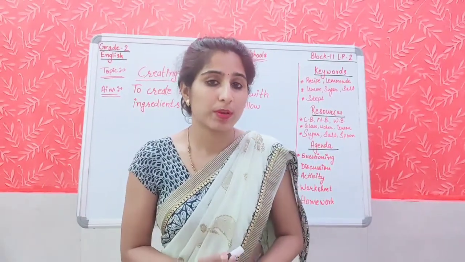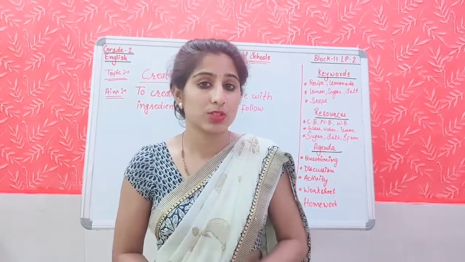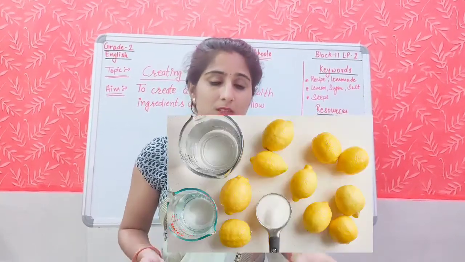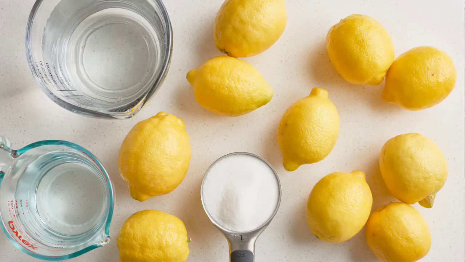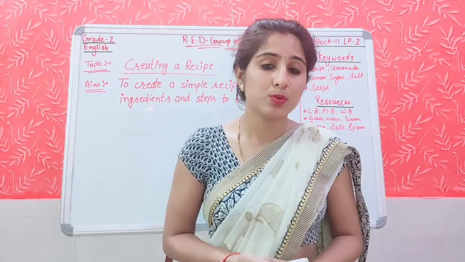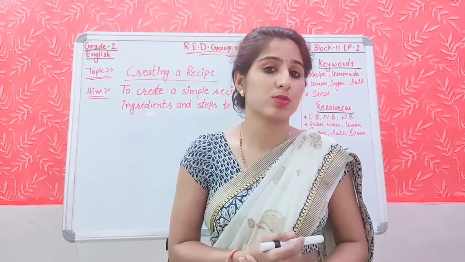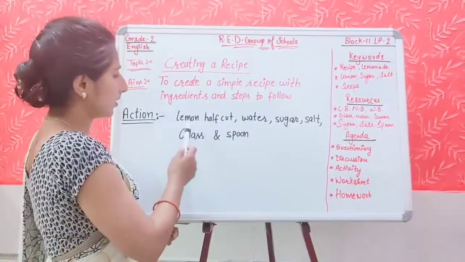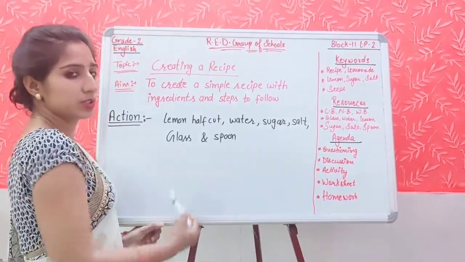Today we are going to prepare lemonade. So which ingredients, which things do you need, as I have given in the resources also. So these are the resources. Look at the screen. These things are sugar, lemon, spoon, salt, water and glass, and you need a spoon also. Yes, we are going to make lemonade. We need lemon, half cut, water, sugar, salt, glass and spoon.